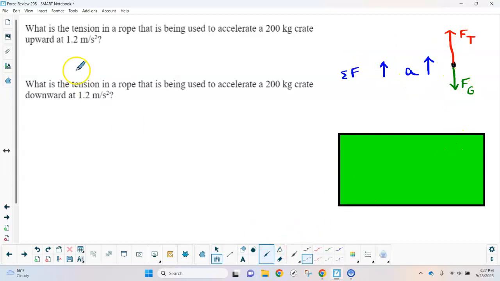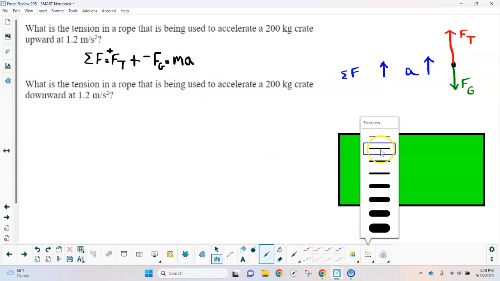So I'm just going to write out my sigma F, or net force equation. So my net force is equal to the tension, which is positive. So if you want a little plus sign there, that's okay. You don't have to put a plus sign because it's implied. You do need a negative sign for the force of gravity, though, because it's directed downward, and we want to make sure that we have the correct direction on these. And that would equal the mass times the acceleration.